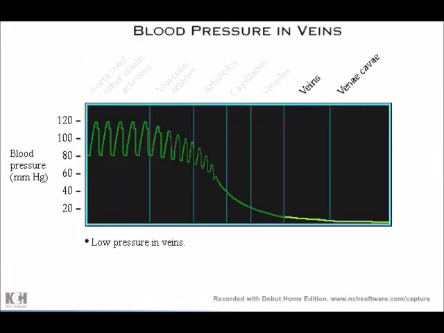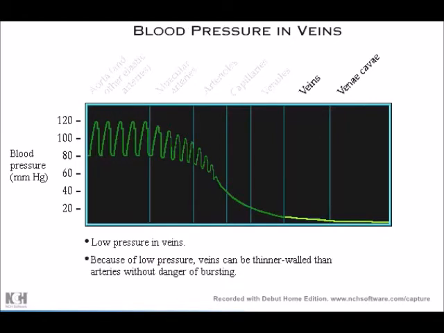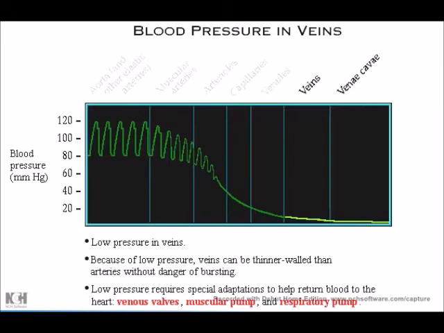In the graph of blood pressure, note the low pressure in the veins. Because blood pressure within veins is low, they can be much thinner walled than arteries without danger of bursting. However, the low pressure condition demands some special adaptations to help return blood to the heart. Venous valves, the muscular pump, and the respiratory pump all assist in returning blood to the heart.